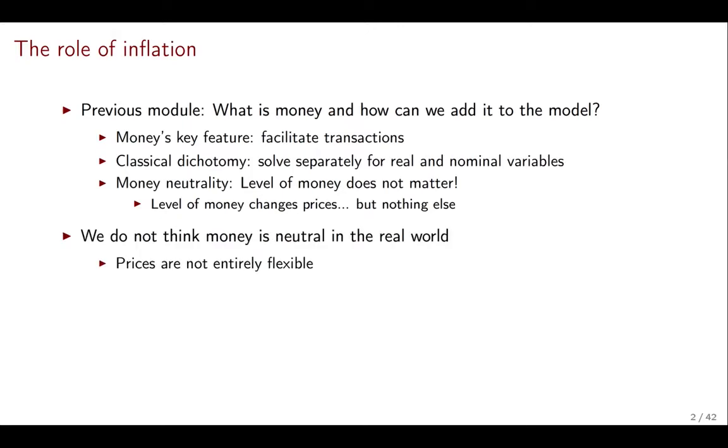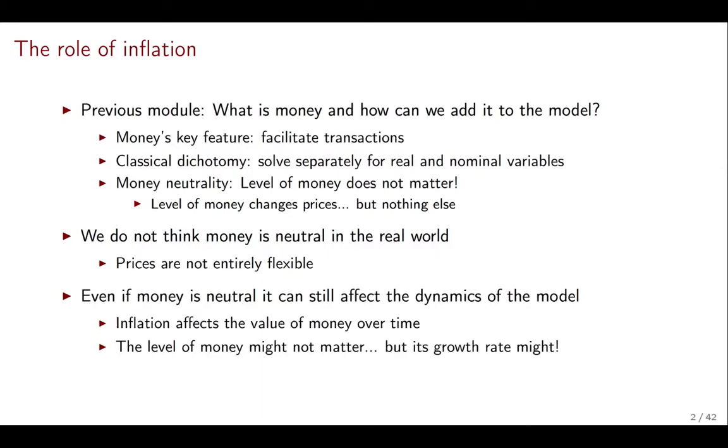What we're going to see now is that first, we do not think money is neutral in the real world because we do not think that prices are entirely flexible. But that's something we already mentioned in the previous module. There is a more interesting thing to do, and this is what we're going to do in this module: to think that even if money is neutral, that doesn't mean that the government can do anything it wants with the money supply, because money can affect the dynamics of the model, and that's the key here.